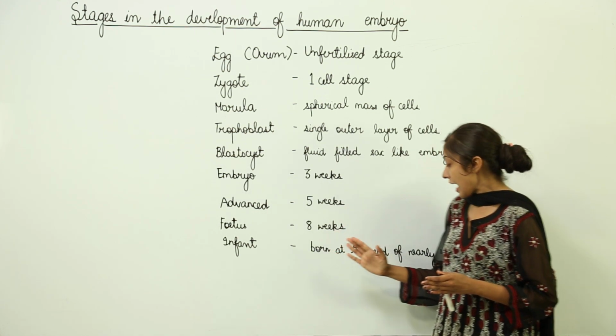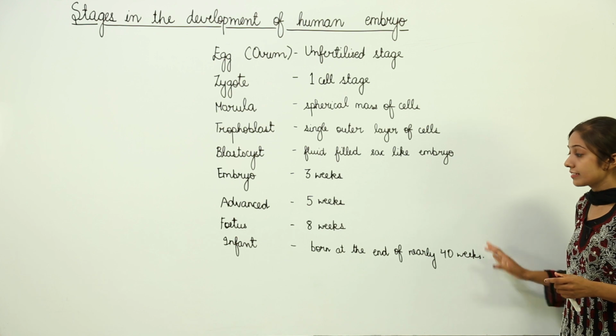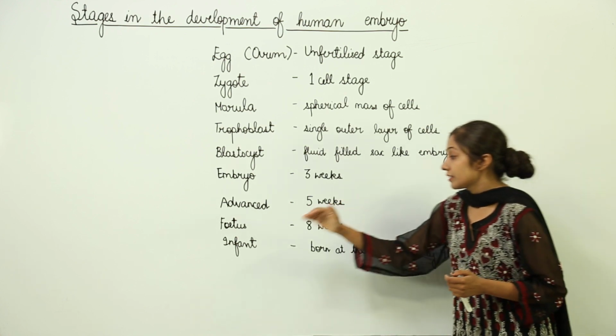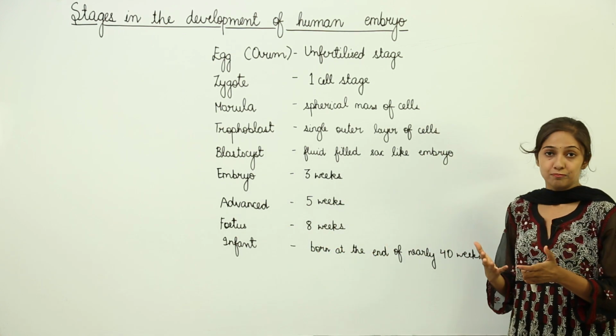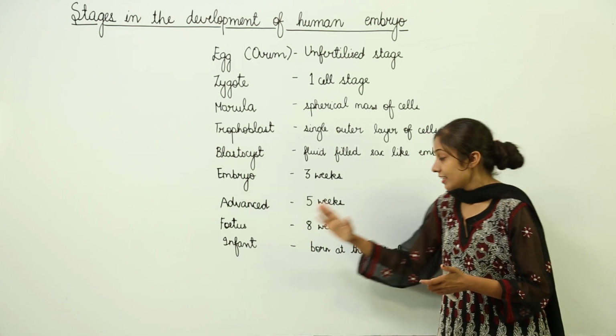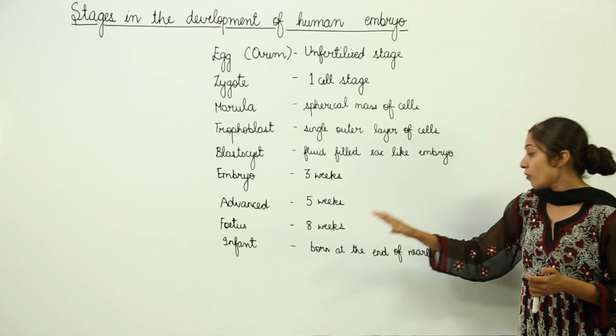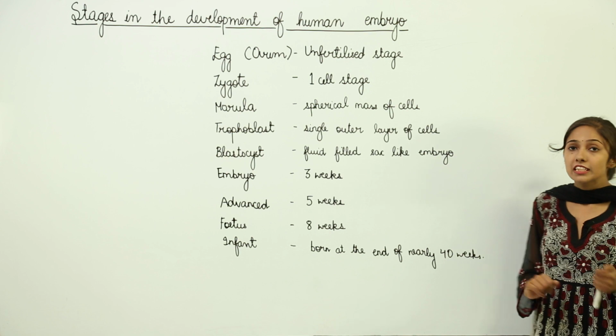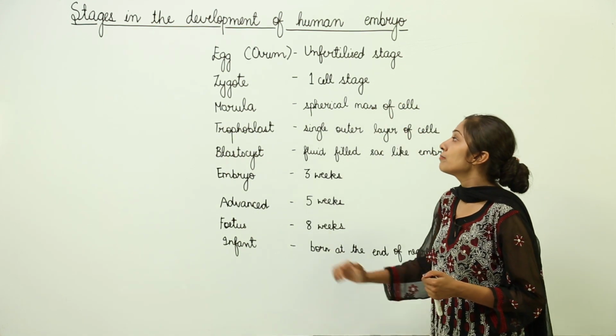So after this, after exactly 40 weeks, the born baby is known as infant. Means infant is the one who is born at the end of nearly 40 weeks. So these are the stages in the development of human embryo.